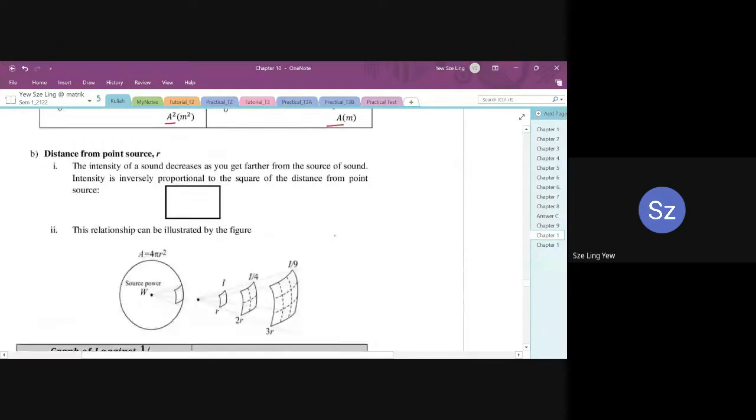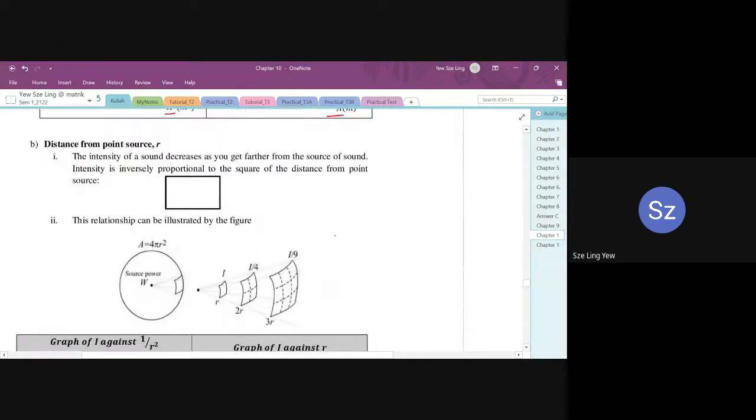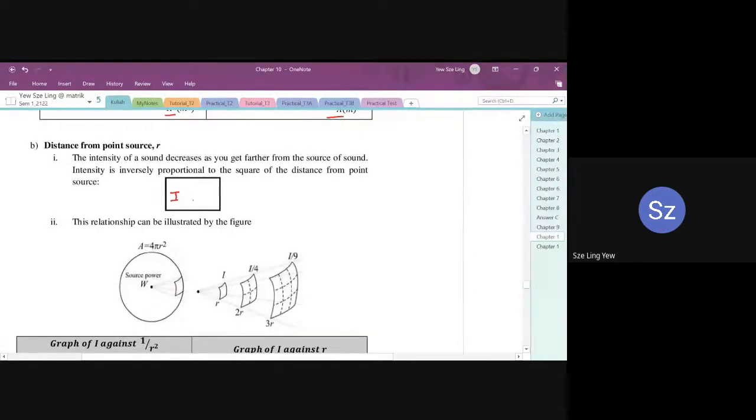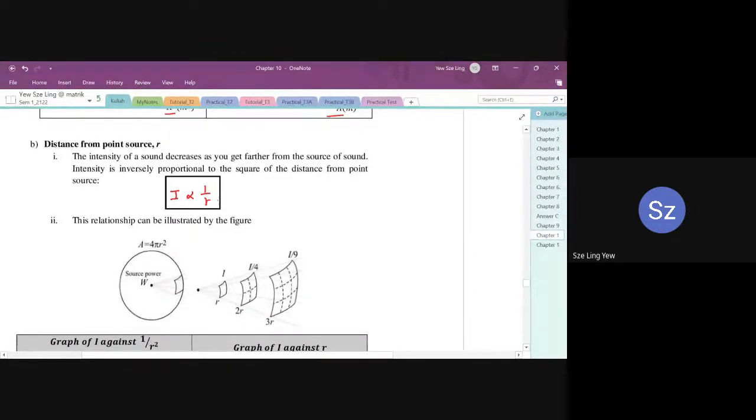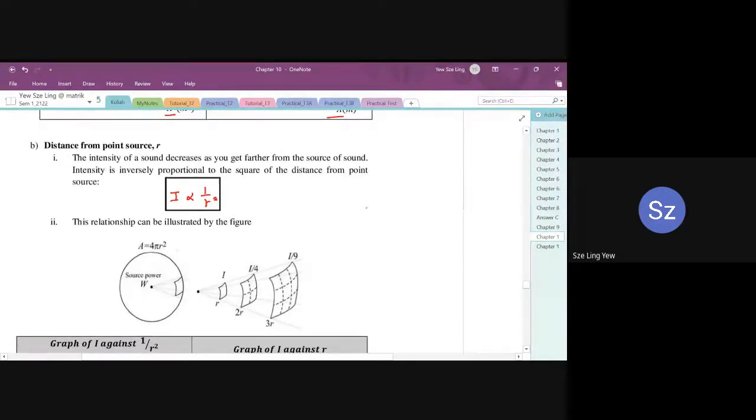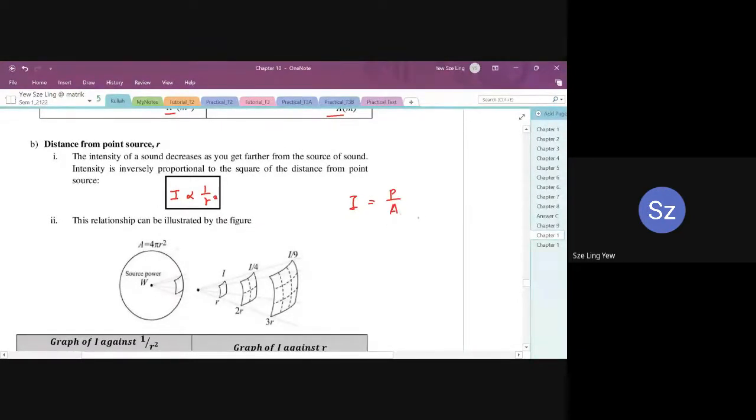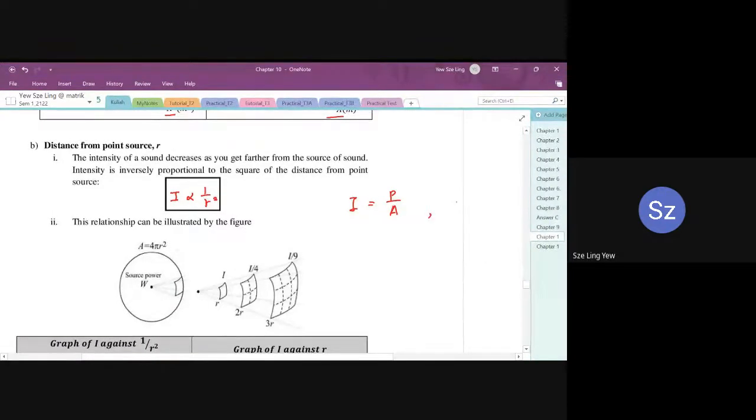Now, how about distance? The intensity of a sound decreases as you get further away from the source. So we say intensity is inversely proportional to the square of the distance from the source. Why? How do I know? Again, we have I equals P over A. A is area, so you are looking at the area of a spherical shape. So A equals 4 pi r squared.